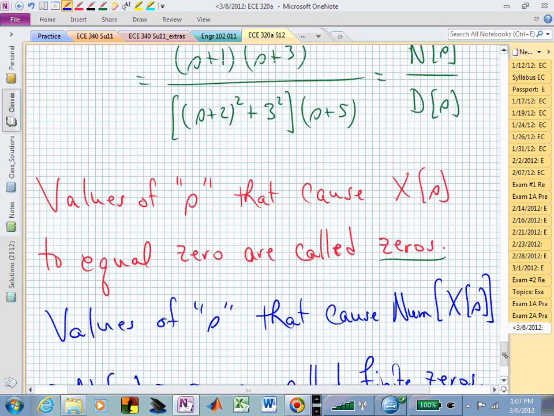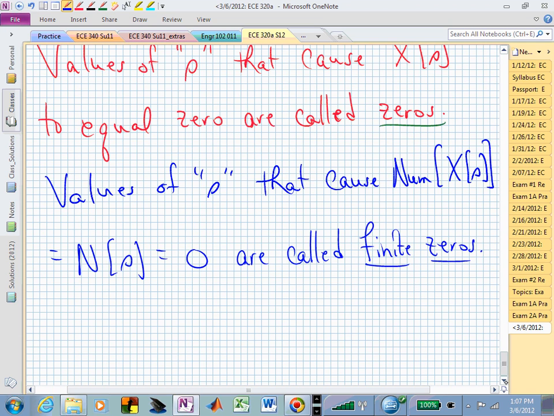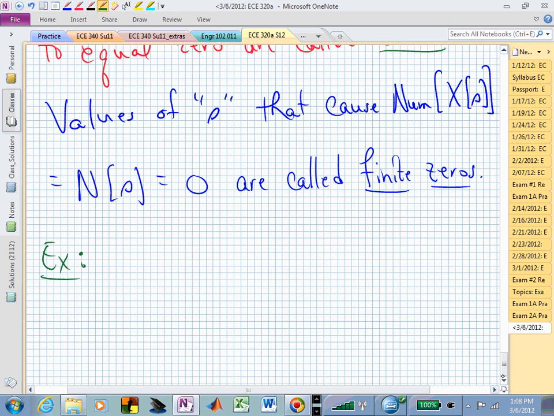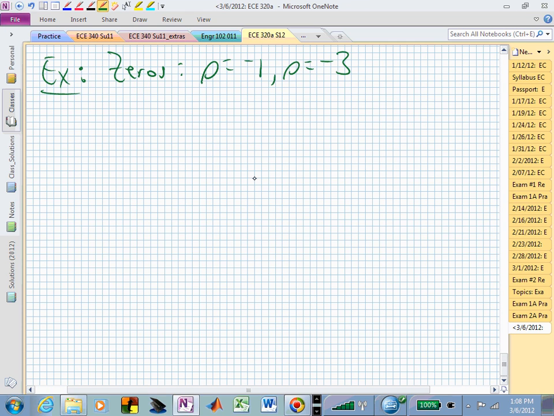In our particular example, what would the zeros of that transform equal? If we go back to our example, the zeros are going to be at -1 and -3. And what we want to do is, you guessed it, go to the circus.